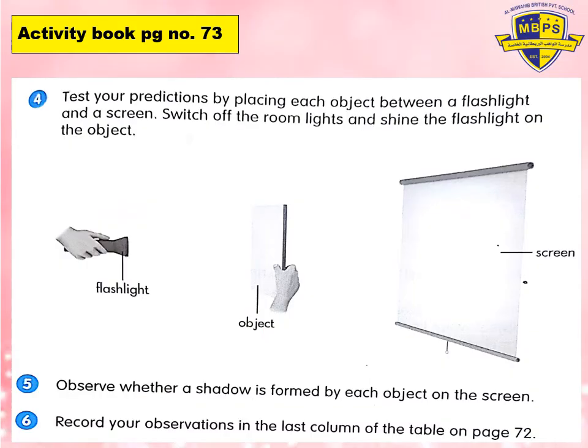Here we go to the next page in your activity book, page number 73, write the date. We're going to follow question number 4. Test your predictions by placing each object between a flashlight and a screen. Switch off the room light and shine the flashlight on the objects. Which objects are they talking about? The ones you have already written on page number 72. Okay? And number 5, observe whether a shadow is formed by each object on the screen. You need to test that and observe what will happen. Will it form a shadow or not? Number 6, record your observation in the last column of the table on page number 72.